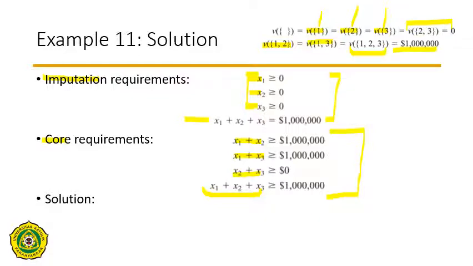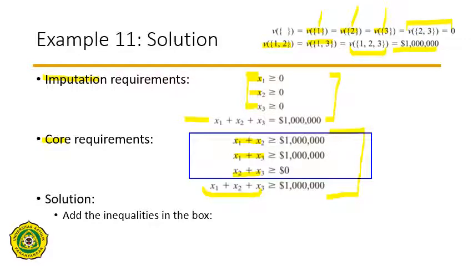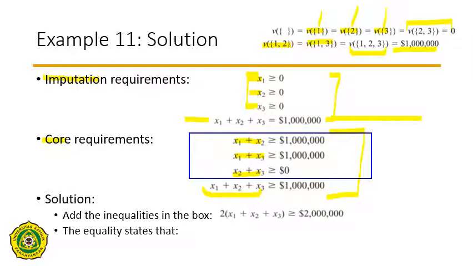So the idea is we're going to sum these three inequalities in the box. So we have one inequality that says 2 times (x1 + x2 + x3) is greater than or equal to 2 million. But at the same time, we have an equality that we need to satisfy for sure. It says x1 + x2 + x3 must be exactly 1 million. And this is because of the group rationality in the imputation.